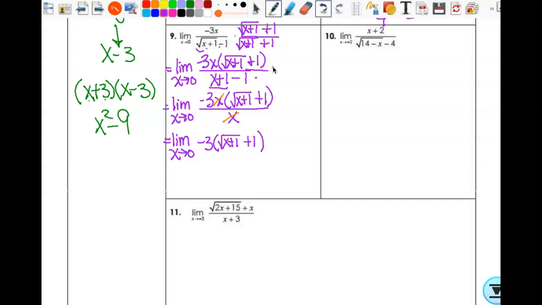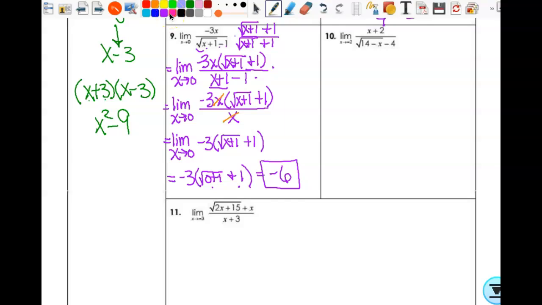Okay, so now that I have it all simplified, now I can evaluate. I'm going to substitute in that 0. I'm going to get negative 3 times the square root of 0 plus 1 plus 1. All right, so the square root of 1 is 1, plus 1 is 2, times a negative 3 gives me negative 6. What questions you got? Anything? Good? All right.